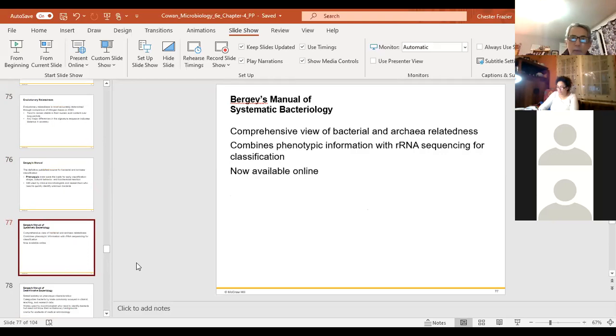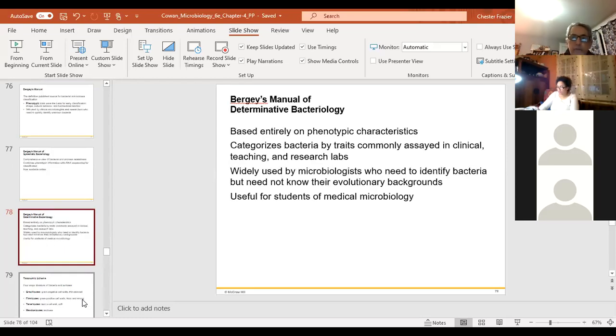The Bergey's manual is comprehensive of bacterial and archaeal relatedness, combining phenotypic information based on RNA sequencing. It's now available online. The determinative bacteriology is based entirely on phenotypic characteristics. So what you'd have to do is assay the bacteria in a clinical lab, and based on metabolism and so forth, you would determine what bacteria you have. It's useful for students of medical microbiology.